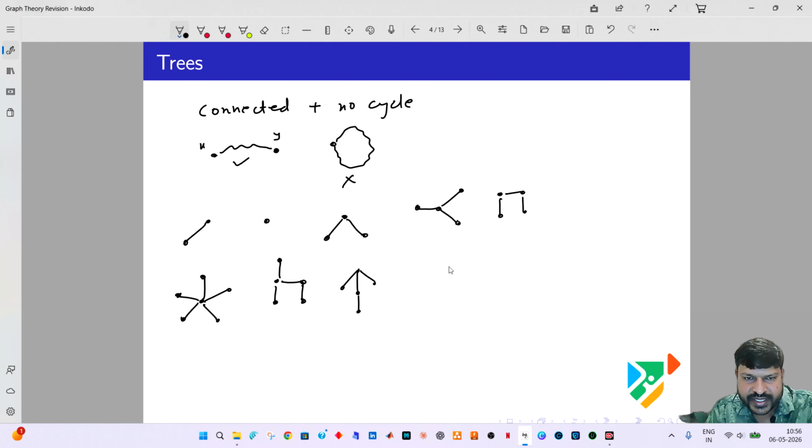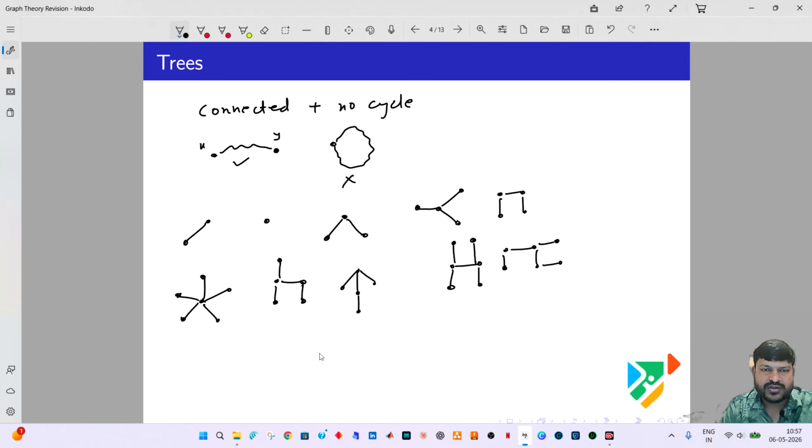Next, we can have a tree on six vertices. This is a tree on six vertices. This is also a tree on six vertices, and so on.